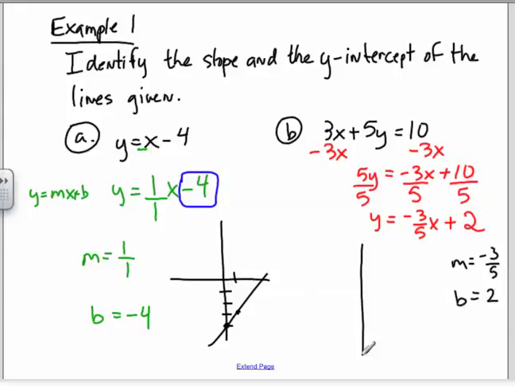So if I wanted to graph this, very easy. Go up 2, put a dot. Follow the slope, go down 3, run 5. 1, 2, 3, 4, 5. Okay, there's my dot, and this is what my graph looks like. Well, if I graphed it better. All right, good job, guys.